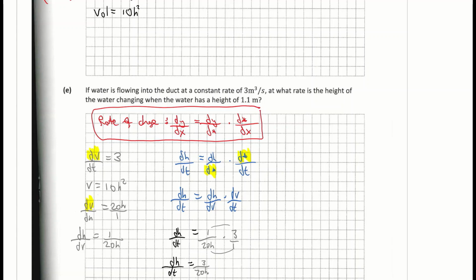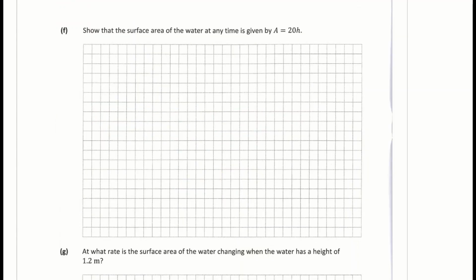Scrolling down now to part F. Show that the surface area of the water at any time is given by area equals 20h. Well, let's have a look at a sketch of the surface area of the duct. So we're looking down into the duct at the surface area of the water. We know that the length of that duct is constant, it has to be 8. And the width will change because it's in the shape of that triangle. Now, the width we also know can be written as 2.5h. We found that in the previous part of this question.